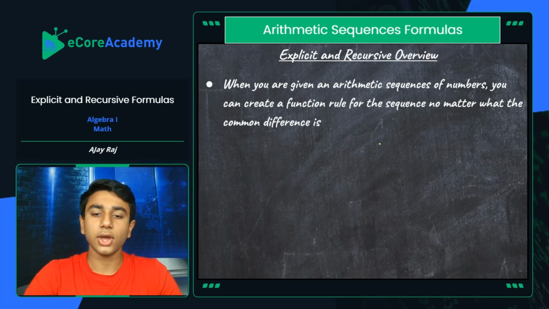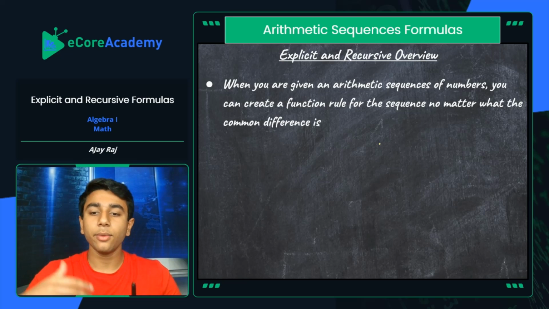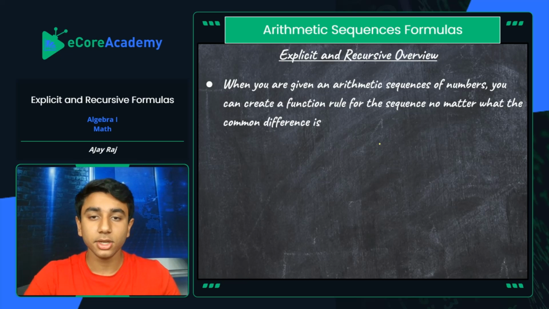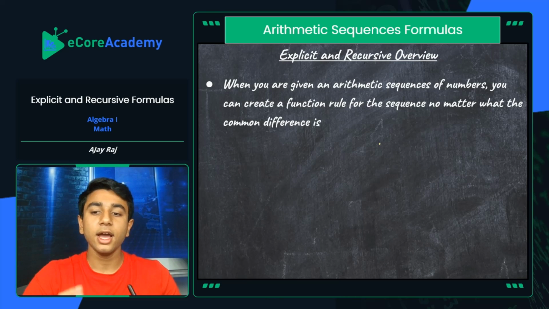So when you're given an arithmetic sequence of numbers, you can create a function rule for the sequence no matter what the common difference is. So once you're given a sequence of numbers and they have a common difference between each other, like 3, 6, 9, 12, they're all increasing by 3. When that's basically a linear arithmetic sequence, you can always create a function rule for it. It can be y equals mx plus b when you have a common first difference. It could be a quadratic equation, y equals ax squared plus b, when you have a common second difference, so on and so forth. You can always identify sequences with function rules.